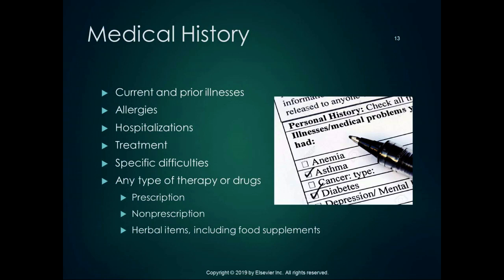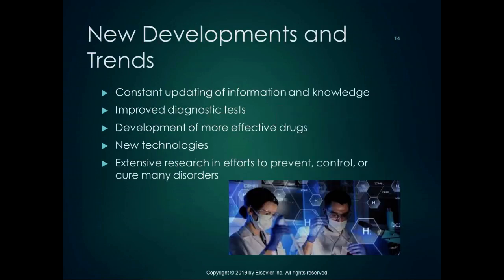So often, when people come in for their initial evaluation and when they go into a doctor's office, they are starting the process with a medical history, and it can tell us a lot. The medical history is your current and prior illnesses, allergies, hospitalizations, treatments, specific difficulties, and any type of therapy or drugs that the patient is currently on, prescription or non-prescription, or food or herbal supplements can be relevant. So this is just getting a basic picture of what's going on with that person at the time they seek medical treatment.